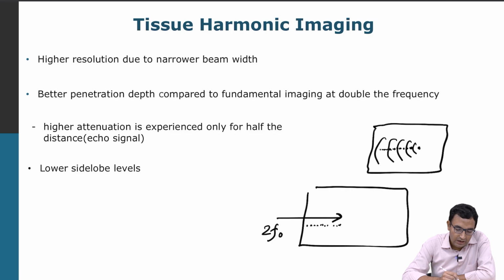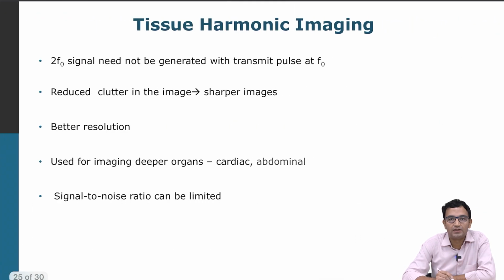Also, like I said, you will have lower side lobes with harmonic imaging because the side lobes are weak. When we are imaging at higher frequencies, if it was just 2F0, it would have more side lobes. But when we generate this 2F0 frequency with nonlinear propagation, because the side lobe pressure is very weak, you do not really generate very strong side lobes. So there is an additional advantage right there.